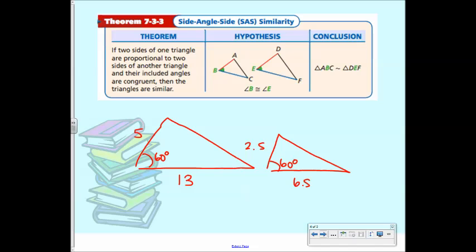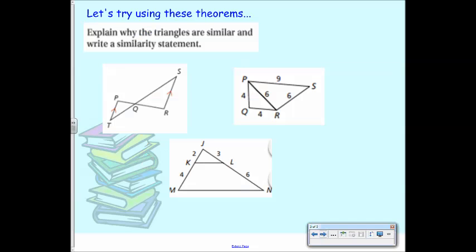Okay, so explain why these triangles are similar, and if they are, write a similarity statement. So take a look at this first one right here. So we have two triangles in number 1. What else does it tell you in this picture? PT is parallel to SR. Okay, can we fill in anything else? Do we know anything else about these two triangles?